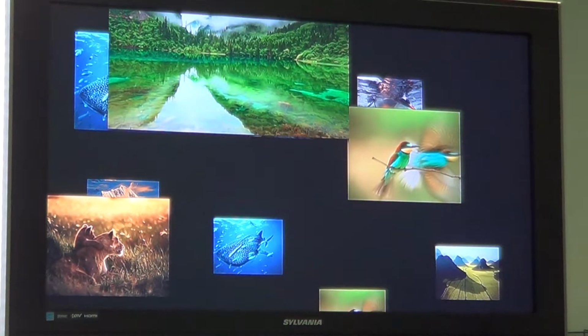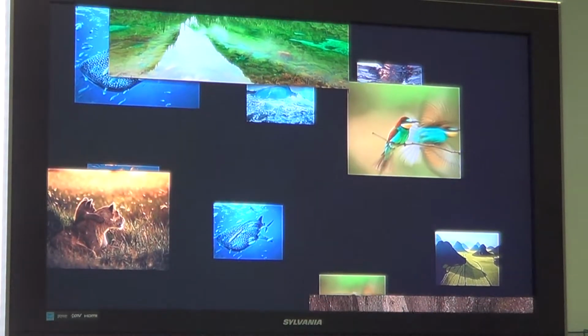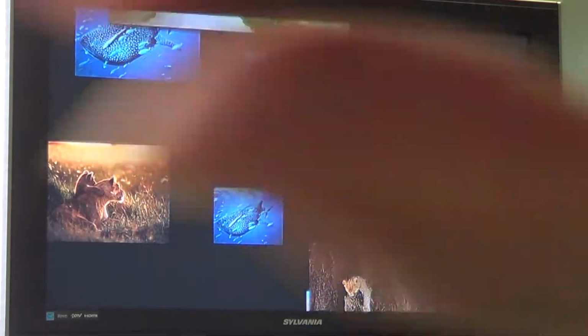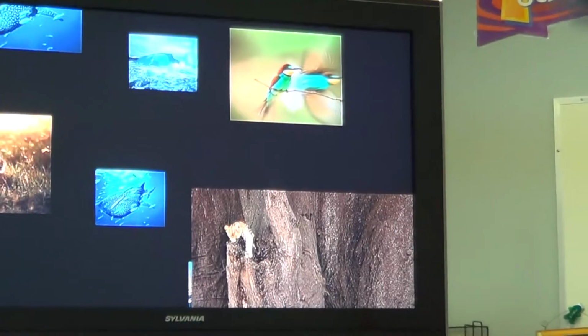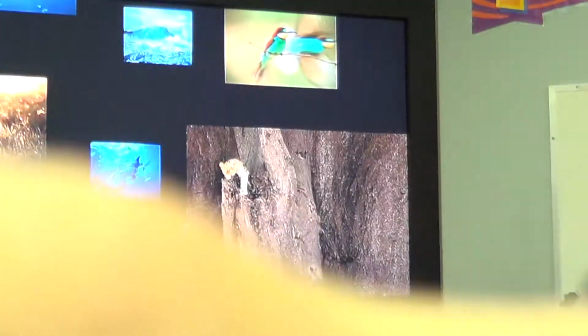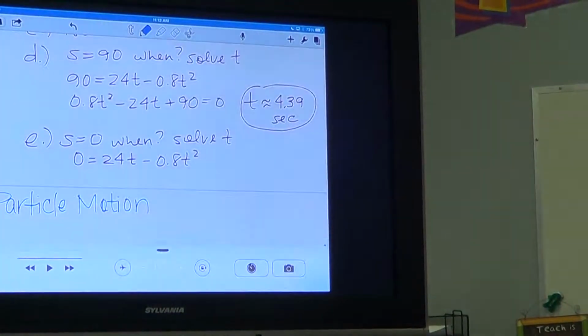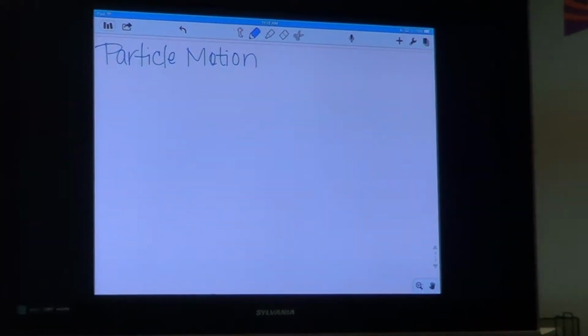Alright, so particle motion is going to be the same thing. It doesn't show up on TV. Okay. Like it had a pretty leopard. Oh, gee. I don't know.